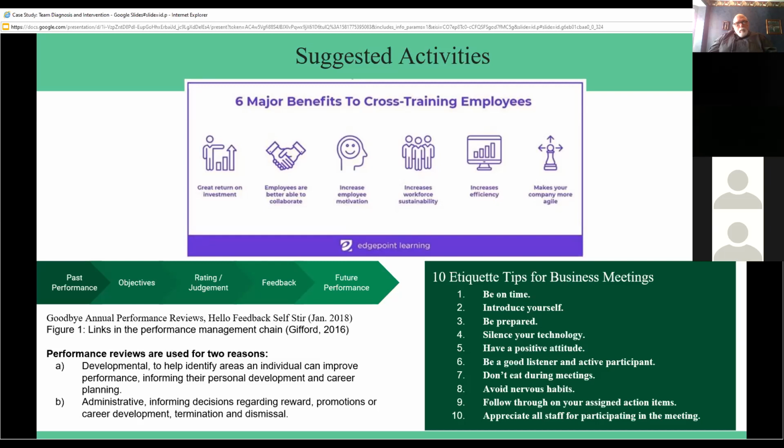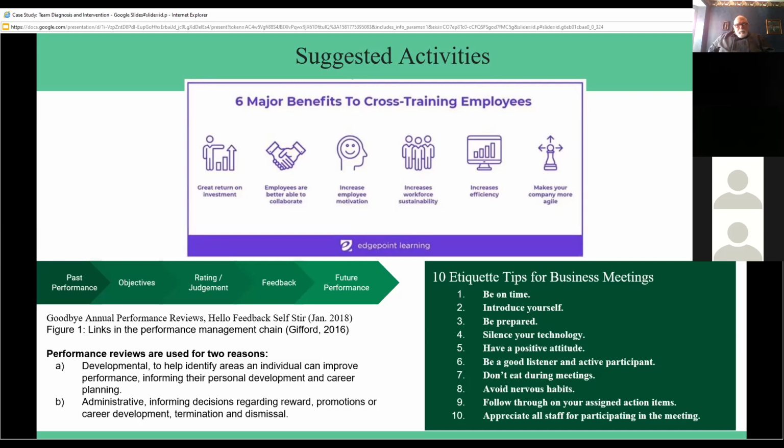Since we were talking about our meetings, we did go over adequate tips for a business meeting. It was important to be on time. We wanted each person to introduce themselves, be prepared, silence those phones, have a positive attitude, be a good listener, don't eat during meetings, and avoid nervous habits. If you're like me, and say a lot, try to avoid that. Follow through on our assigned action items and appreciate all staff.